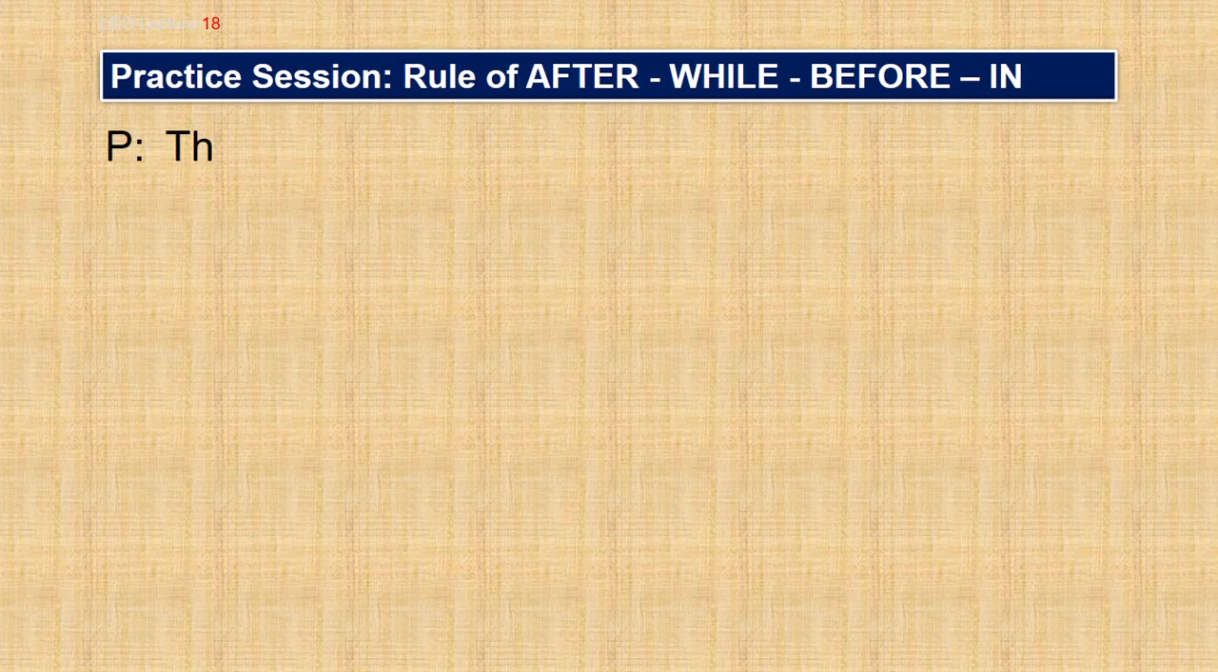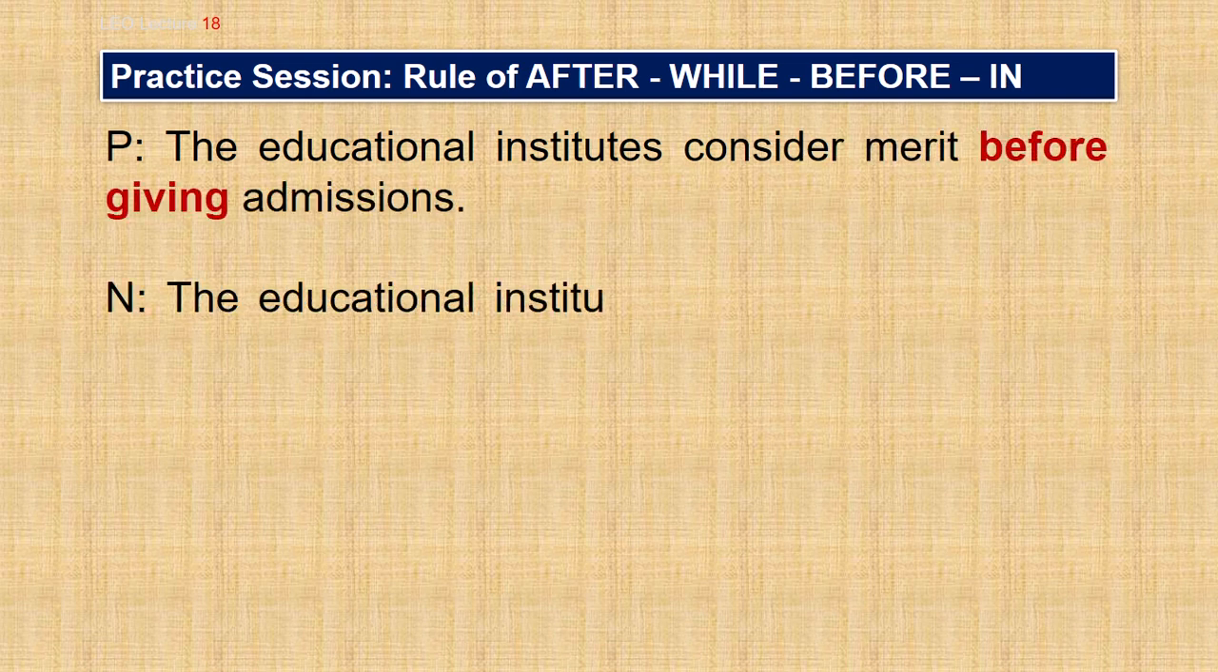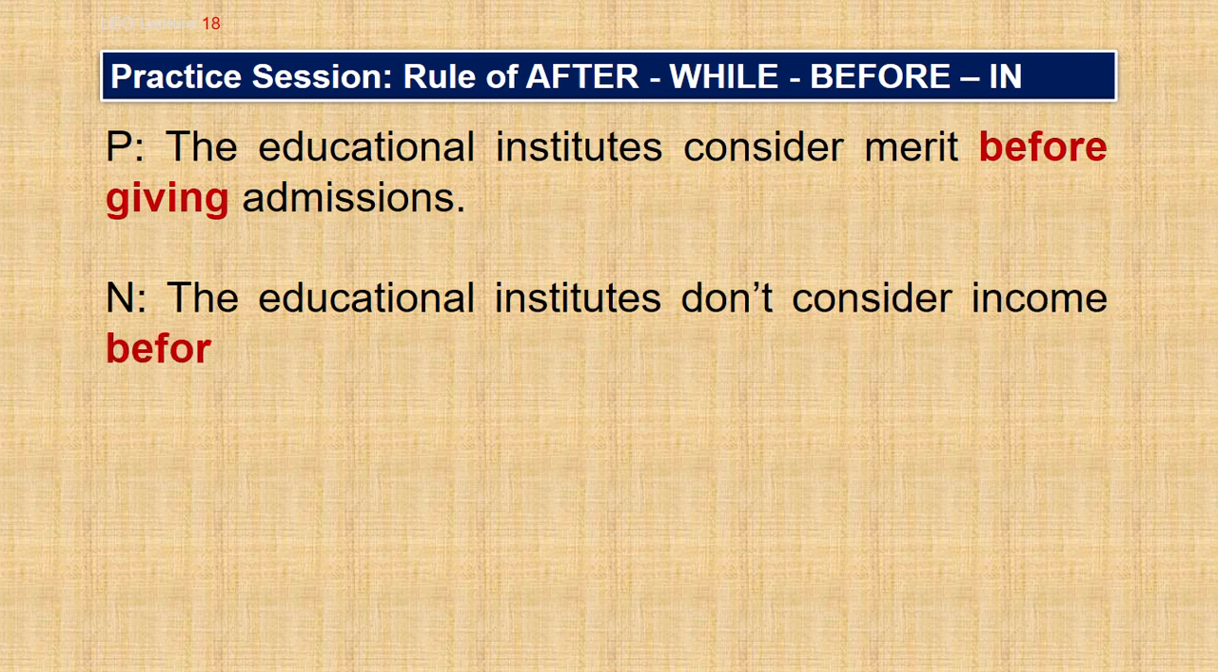So let's move ahead, guys, and on the next screen we have another example, of before. So how do we use before in our sentences? There can be some other uses of these prepositions as well, but here we can see on our screen that the educational institutes consider merit before giving admissions, and the negative sentence says that the educational institutes don't consider income before giving admissions. So this kind of zigzag writing is also a way we can adopt speaking skills, guys.